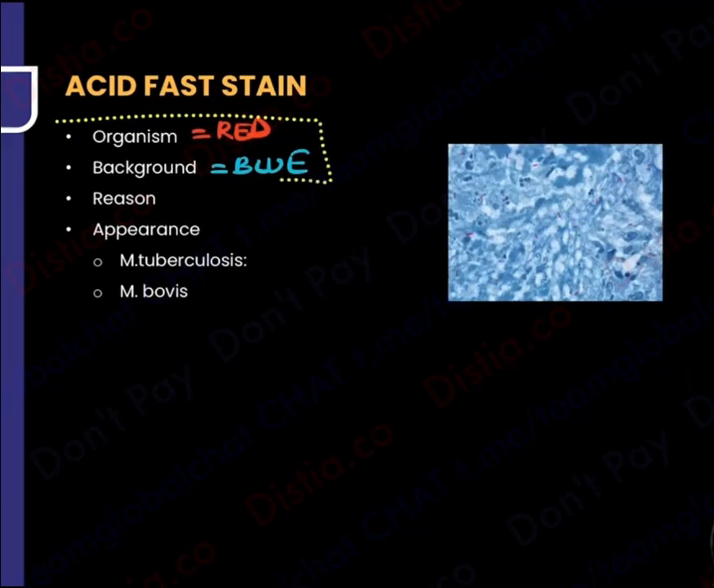And this is a question that once came in the exam, in which they did not give you the photo. They just gave you a fill in the blank question. Organism is dash, background is dash. So now only that person can answer who's seen the photo earlier. Organism is red, background is blue.